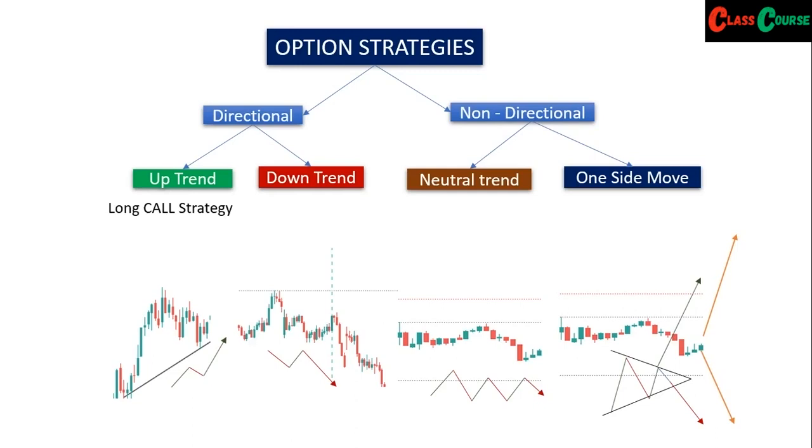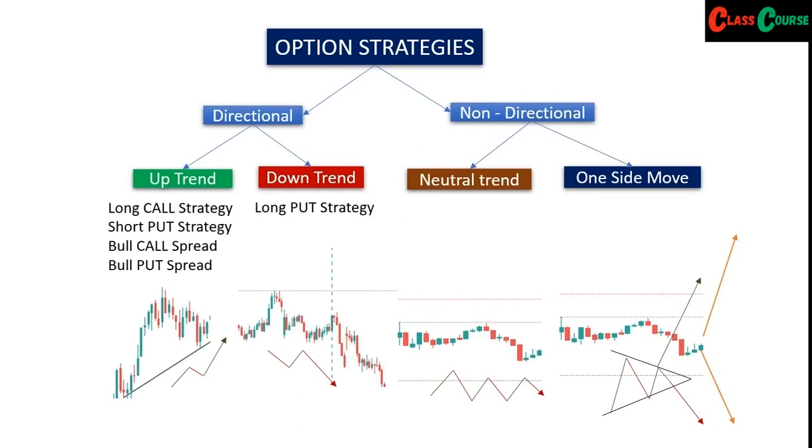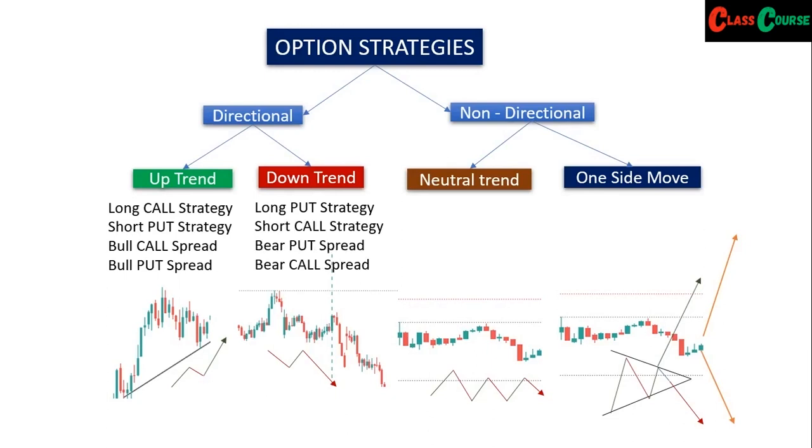In uptrend, you can have a call buying strategy, you can have a short put strategy, bear call spread, bull call spread and bull put spread. Now coming to the downtrend, you can buy the put, you can short the call, bear put spread, bear call spread.